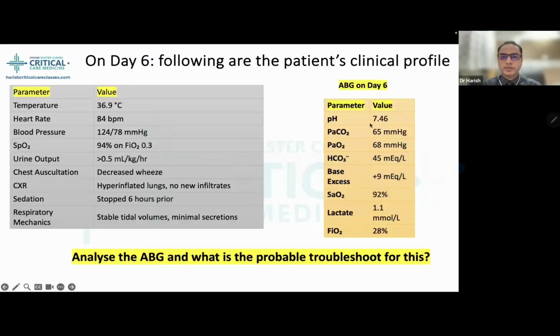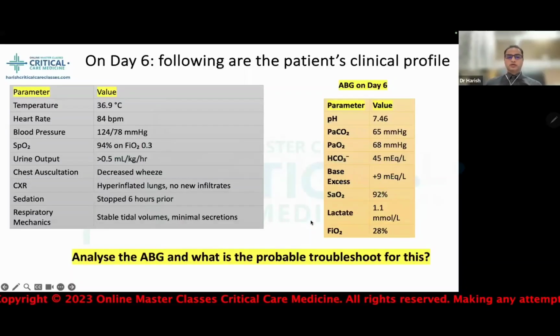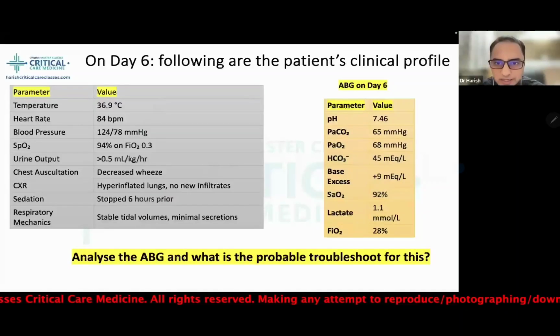But we got the ABG. ABG shows pH of 7.46, PCO2 is 65, PO2 is 68, bicarb is 45. So other parameters are normal. So what's happening here? Minimal FiO2 requirement, around 28 to 30% FiO2. So analyze this ABG. What is the probable troubleshoot which we can consider?